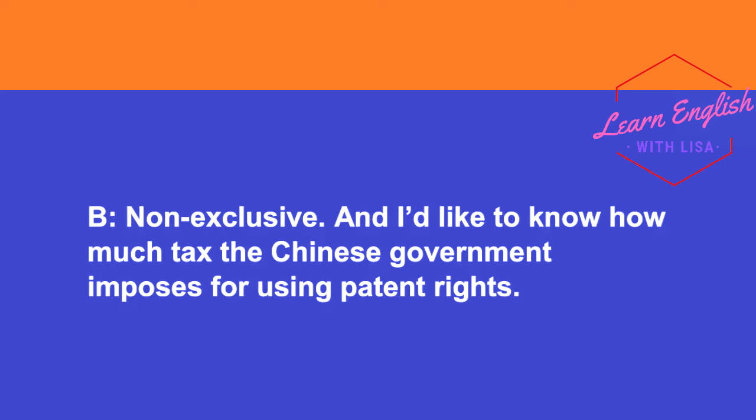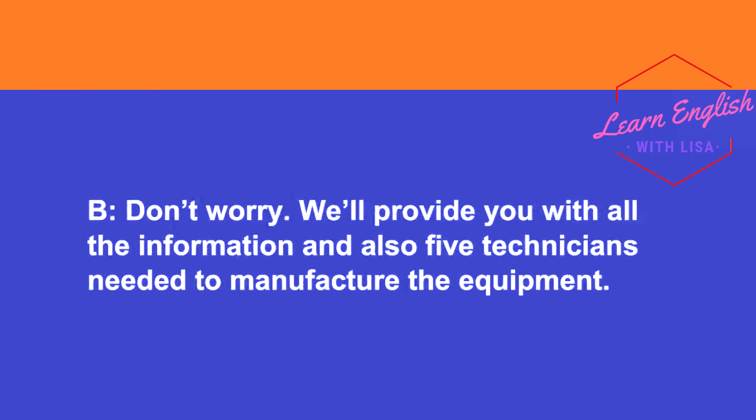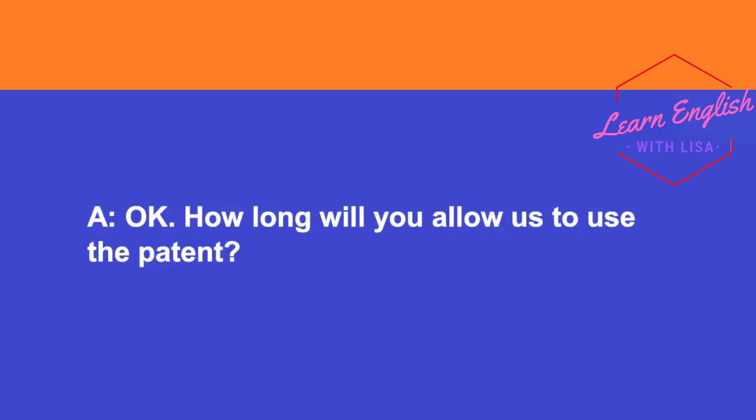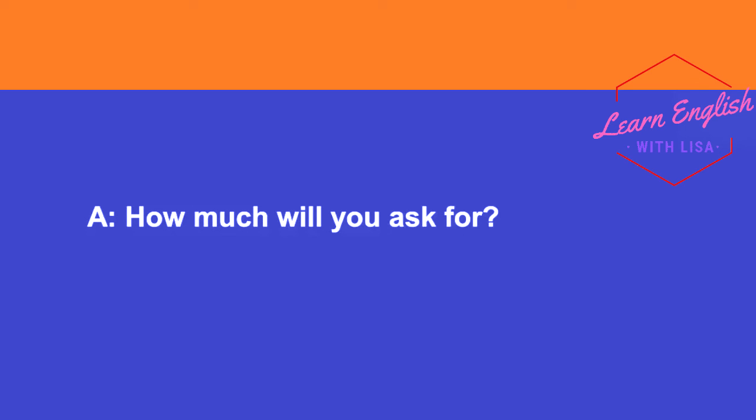Non-exclusive. And I'd like to know how much tax the Chinese government imposes for using patent rights. 20%. But the license only gives one the right to manufacture the equipment. What about the technology not included in the patent? Don't worry. We'll provide you with all the information and also 5 technicians needed to manufacture the equipment. Okay. How long will you allow us to use the patent? 3 years. How much will you ask for?